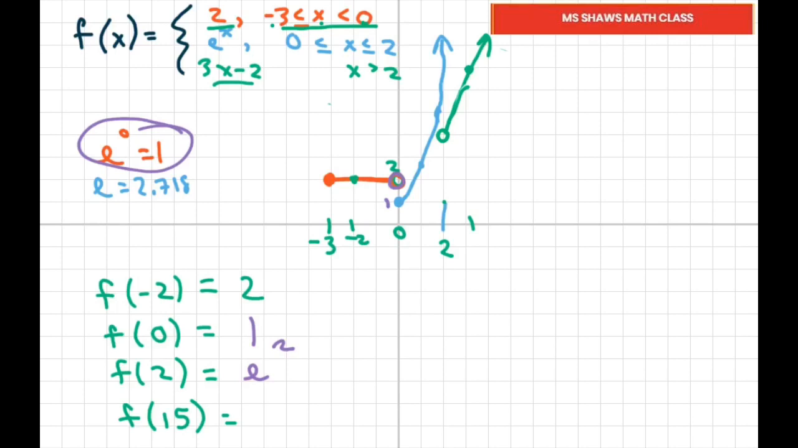And f of 15 is in this interval here, so that's 3 times 15 minus 2, so that's going to be 30 minus 2. That equals 28.